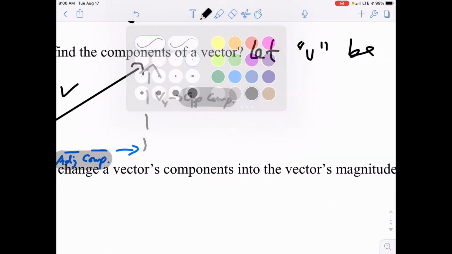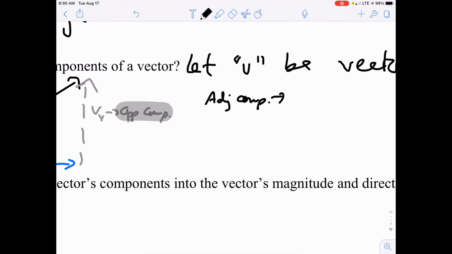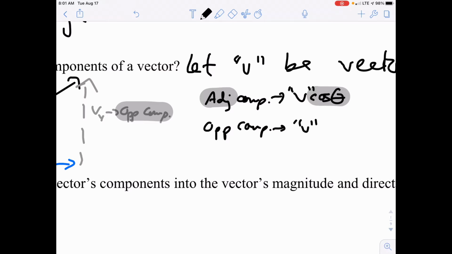Okay, the adjacent component will always end up being that vector times the cosine of the angle. So adjacent goes with cosine. There's the shortcut, ladies and gentlemen. I promised you a shortcut. There it is. The opposite component will be whatever the vector magnitude is times the sine of the angle.